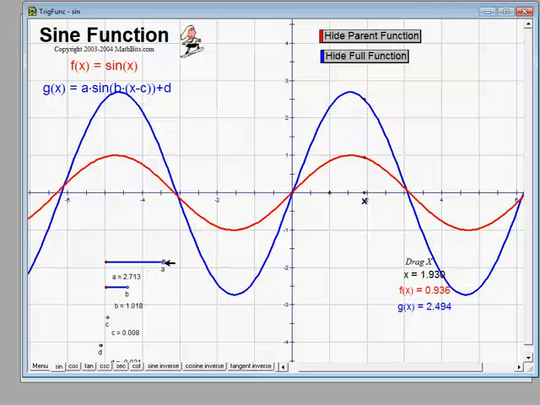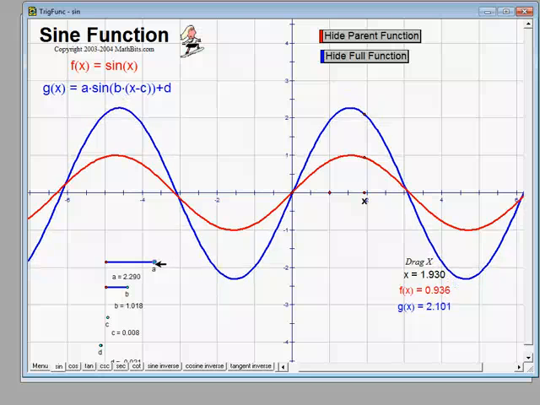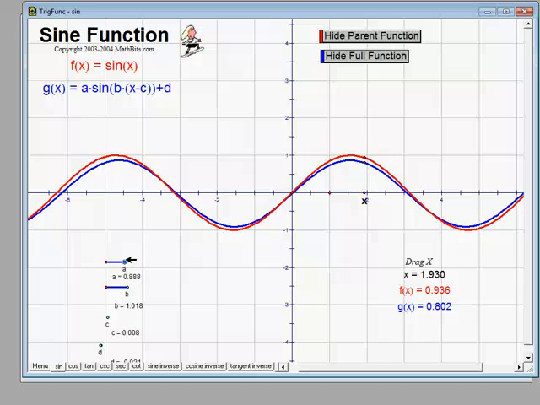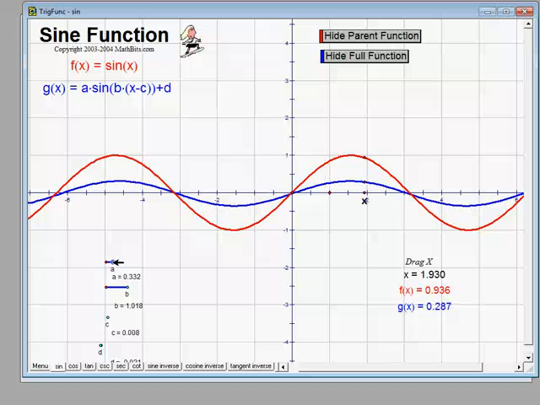What if I make it bigger? 3 sine x. We're just making our hills higher and our valleys lower. We can go below 1. Here again is 1 sine x. What if we make it a half sine x? Here's a half sine x. Our hills aren't as high. Our valleys aren't as low. And we can make that smaller and smaller until we just about flatten the sine wave out.